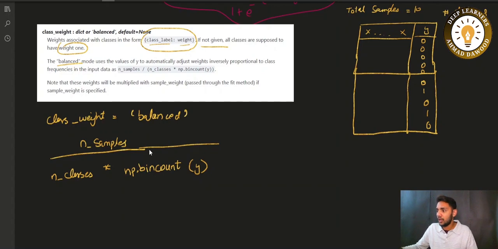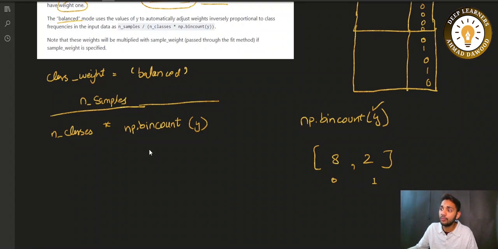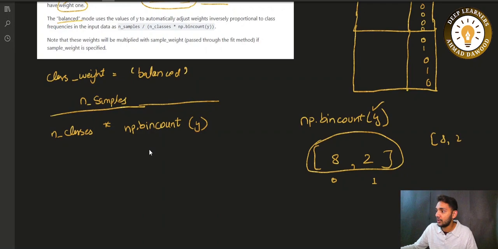First, let me show how np.bincount works. If you have y, it will count the values at each index. Let's say you have just two classes here, 0 and 1, so you will have this type of array. Against the 0 index it will mention the frequency of zeros, and against the 1 index the frequency of ones in that y. So if you calculate np.bincount of that y, this will give you that array, 8 comma 2.